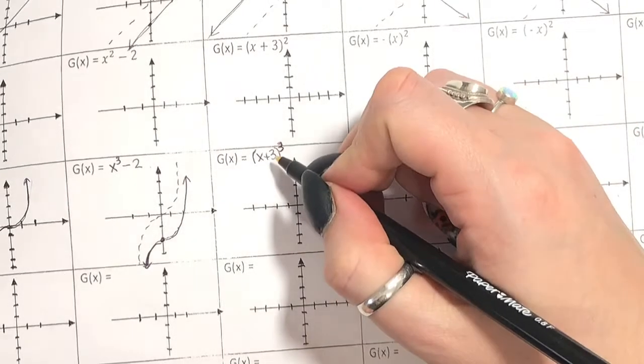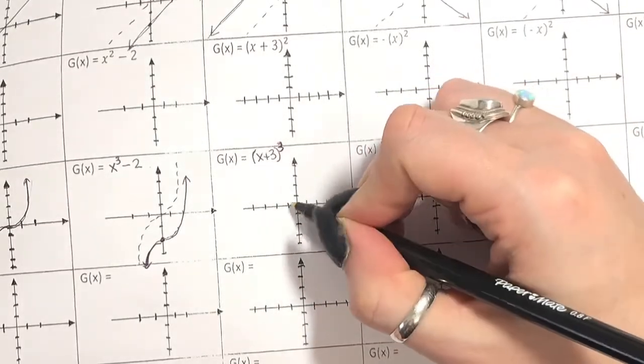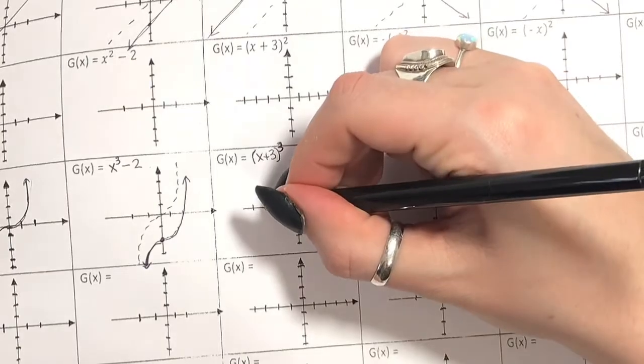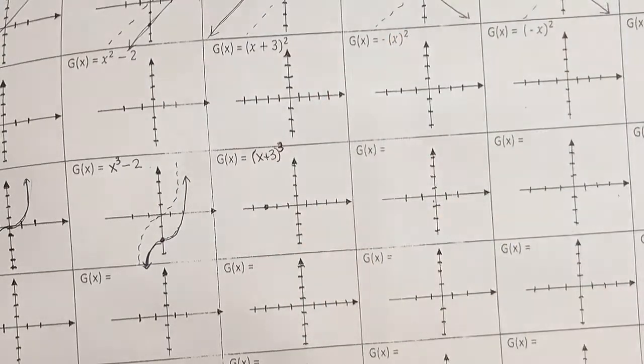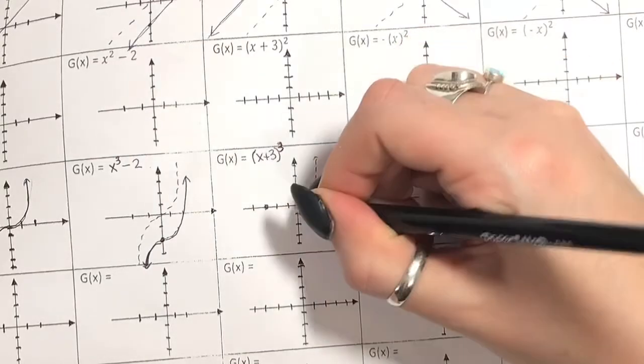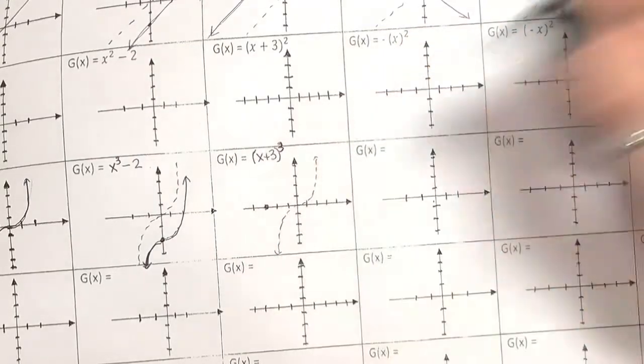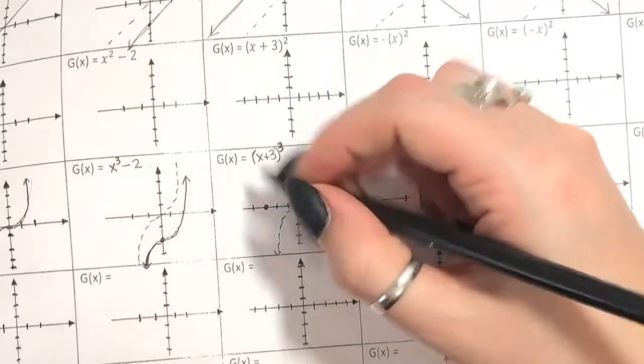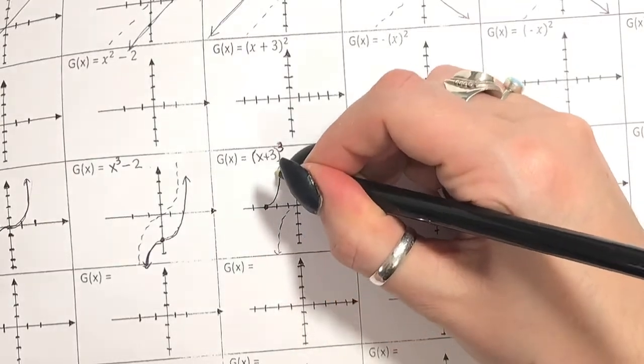So remember, it's backwards. +3 doesn't mean to go right 3, but actually means to go left 3. So we're going to be centered over here at -3. And let me draw, here's the parent function shape again, just to give us a reference point. We're going to do that same shape, but just over 3.